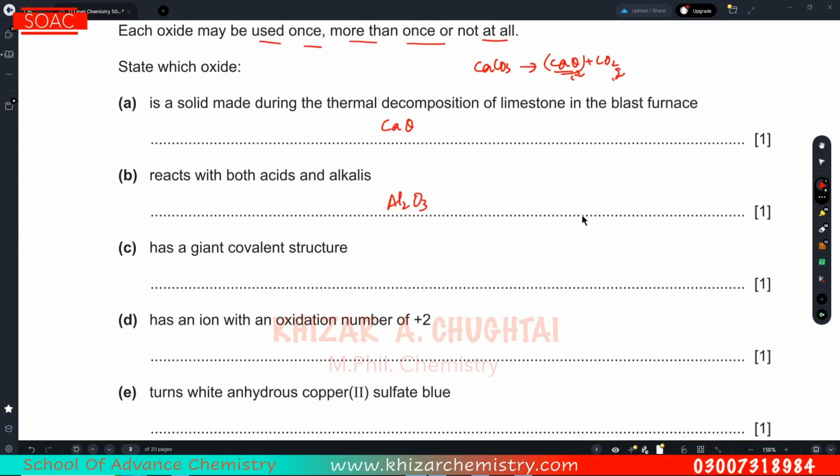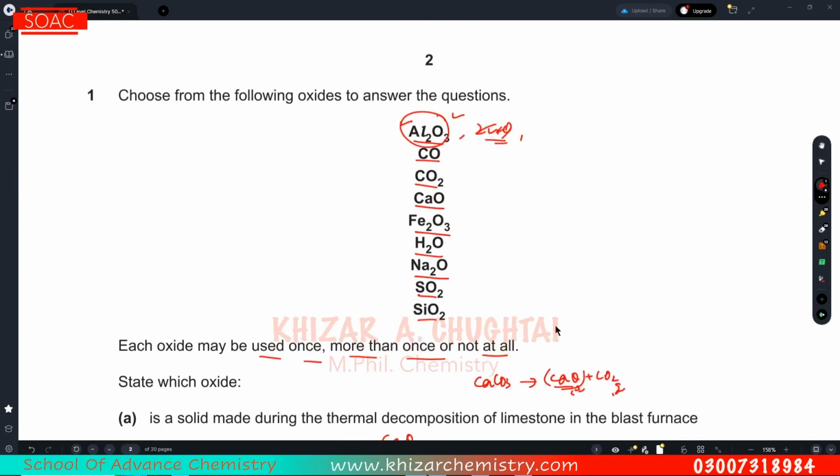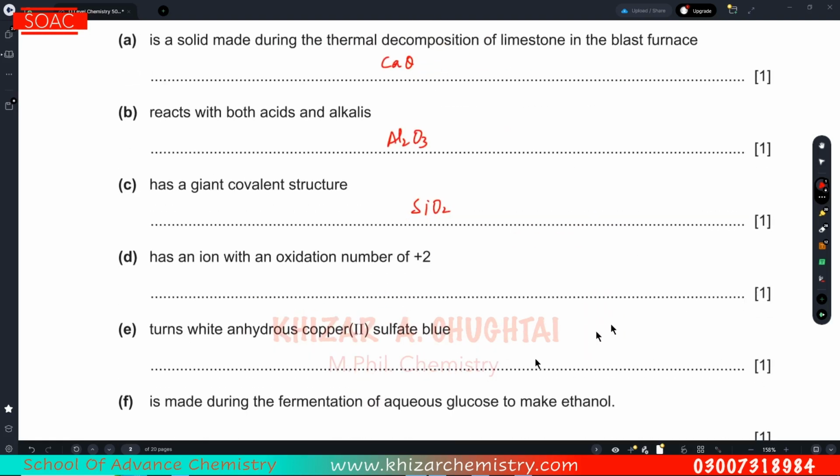So SiO2. Next, which has an ion with an oxidation number of +2? It must be a group 2 element, so it is calcium oxide. In calcium oxide, the calcium has a +2 oxidation state.